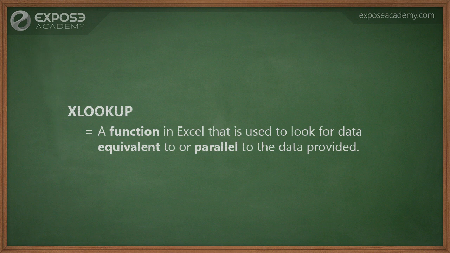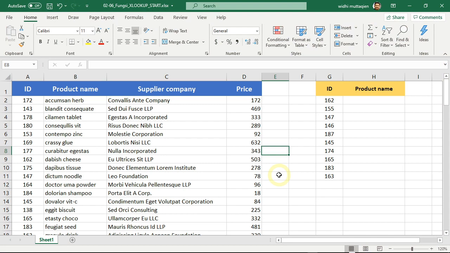Essentially, we use XLOOKUP to look for data that are equivalent to or parallel to the data we are pointing to. For more details, let's just look at the following example. On the left, we have the main table which stores all the product data. In the first column, we have the ID. This ID is a unique code that belongs to each product. What unique means is that different products should have different ID numbers. Then in the next column, we have the product's name. And in the next column, we have the name of the company that manufactures the product or the company that supplies it. And finally, we have the price list.